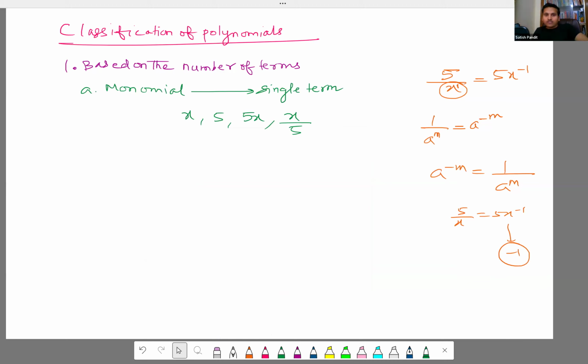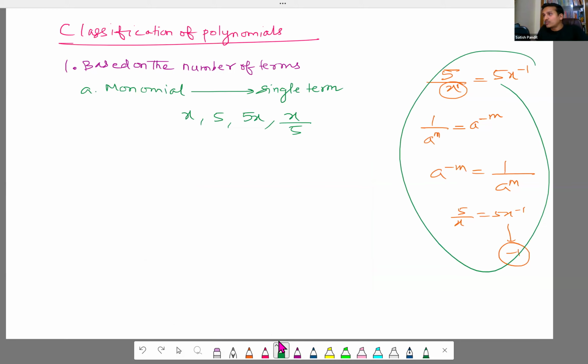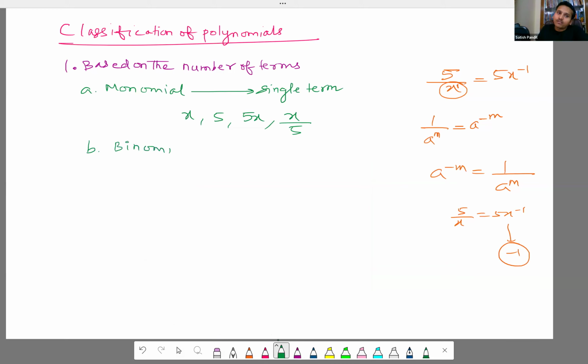Fine. So monomial we have understood, that is a single term. So this is a monomial, but 5 by x is not a monomial because it is not a polynomial itself. Okay. Next we have binomial. Bi means two. Binomial means two terms. For example, x plus 5. One term, another term. Binomial. Next, 2x square plus 10x. This is also a binomial. Two terms are there.